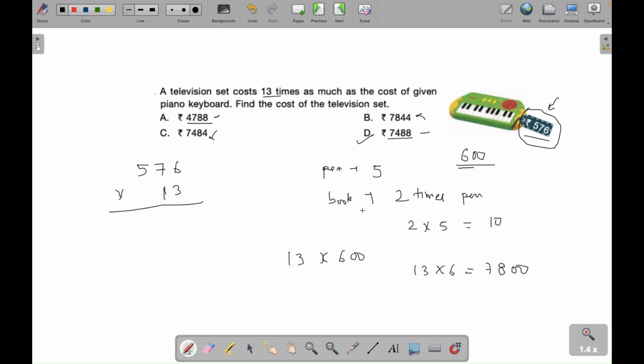So such a type of trick we need to repeatedly apply to any question that we get. It is not about the question being very easy. It is about the time that you save for each of the questions.